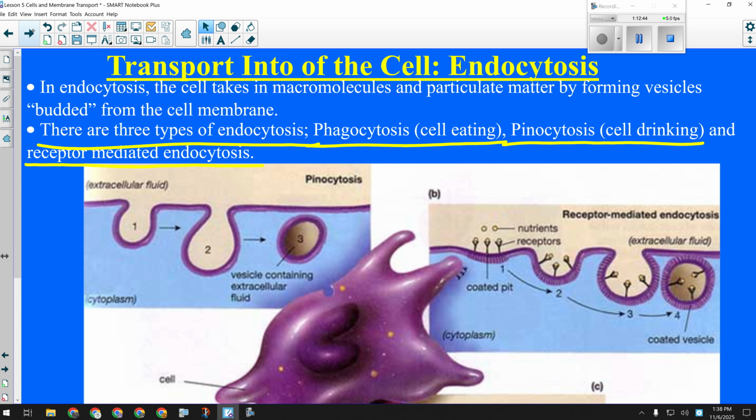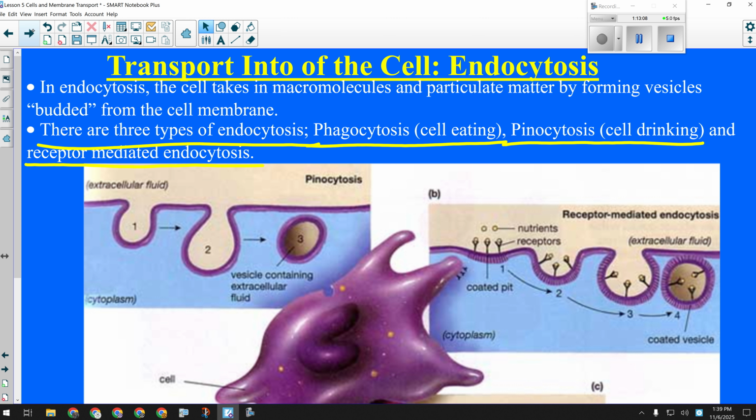The 3 types: food, water, hormones, okay? So there's phagocytosis, okay? That's when it's a food molecule, okay? Pinocytosis, that's when it's water. And then RME, receptor-mediated endocytosis, that's a hormone.